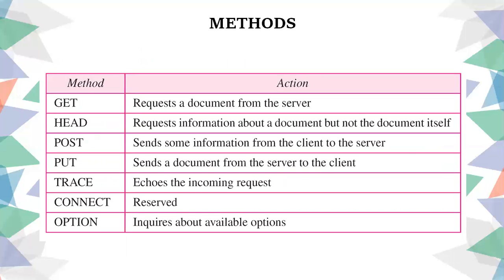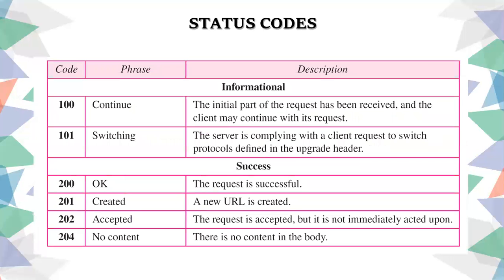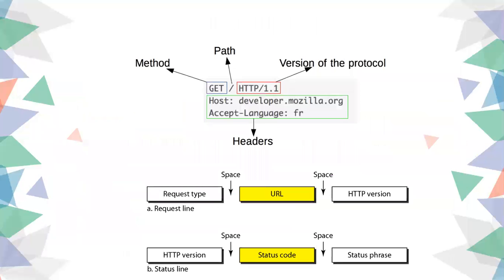Get is a method to request a document from the server. Head requests information about a document, but not the document itself. Post sends some information from the client to the server. Put sends a document from the server to the client. Trace echoes the incoming request. So like that, a lot of methods are available. Like status codes, 200 means okay, the request is successful. So that will be given on the receiver side.